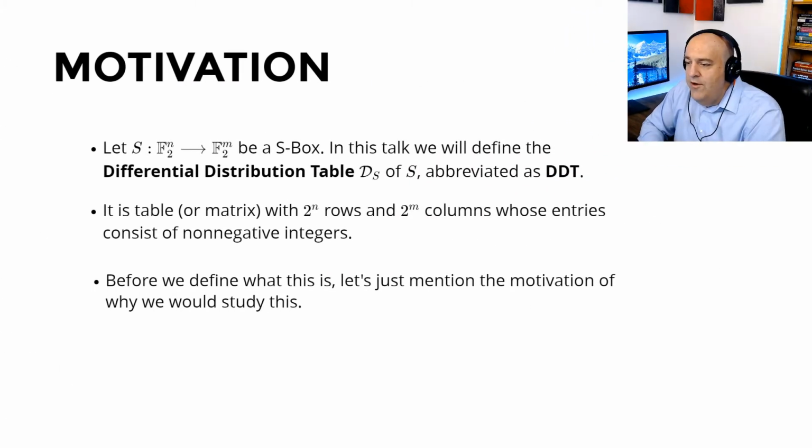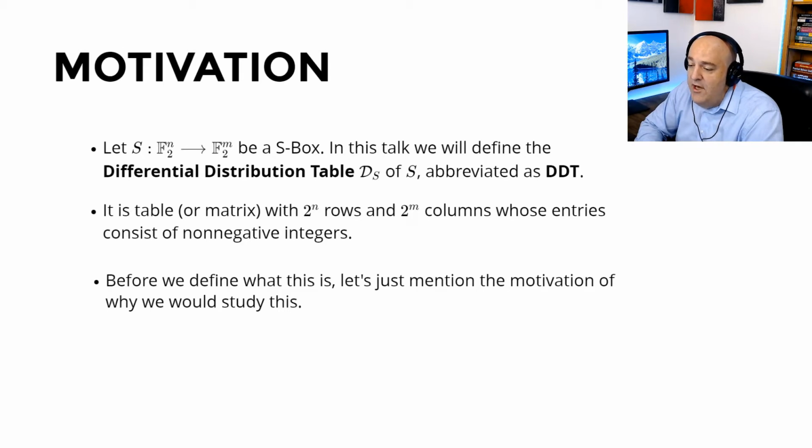So let's first just talk about some motivation of why we're going to study this object. If we're given an S-box, which goes from sequences of n bits to sequences of m bits, call that S-box S, we want to define an object called the differential distribution table of that S-box S. And we denote it D or D sub S. And differential distribution table we're abbreviating as DDT.